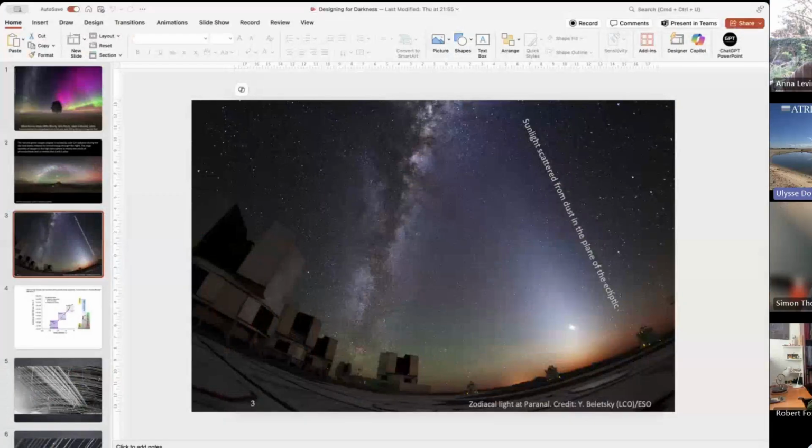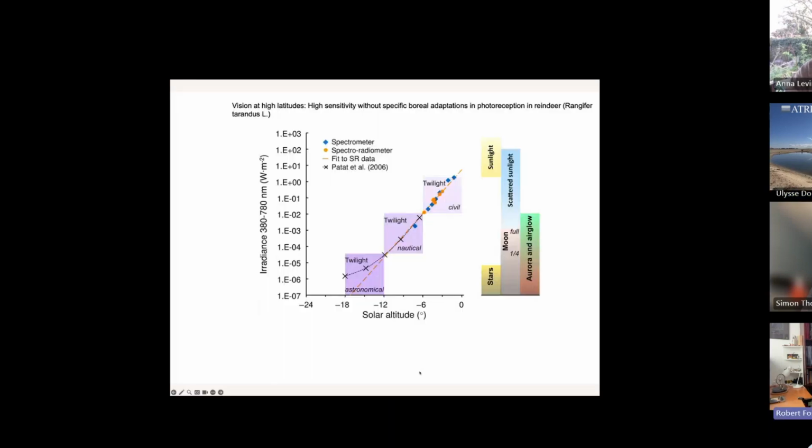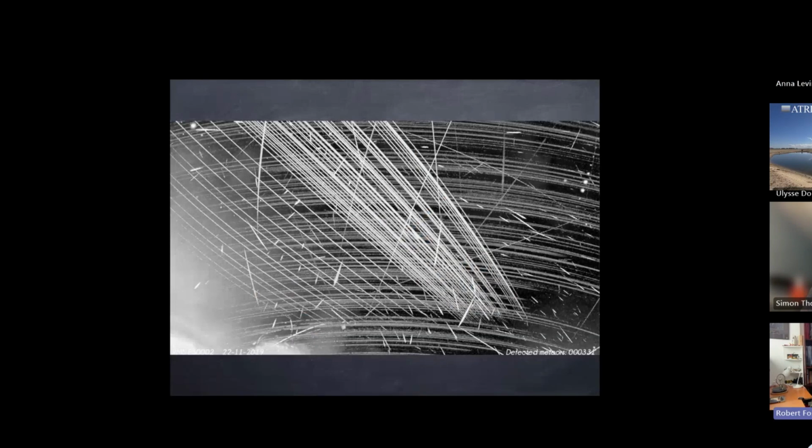Ulysse, can you show my last three slides, I think, on that? Yes, I can do. Just to give an idea of what we're talking about. So that's a picture of the sky taken over a period of time. I don't know how long the exposure was, but it's of a clear dark sky close to twilight, shortly after sunset or before sunrise. I don't know which.